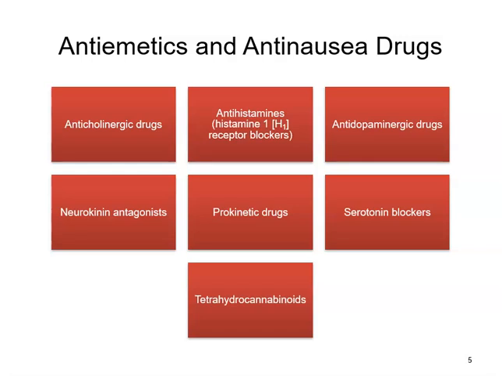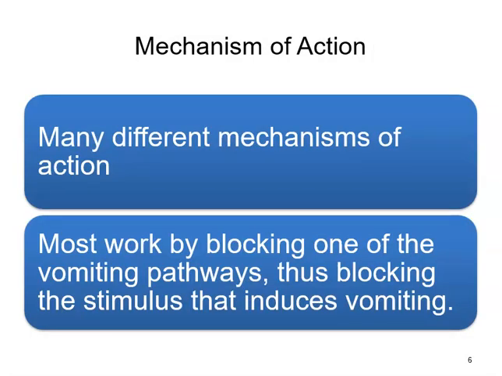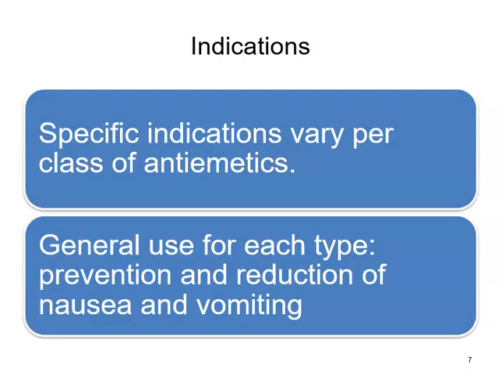All right, so here's our list of all the different medications that we use to treat emesis and nausea. And we'll go through them, but mechanism of action is really different, depending on what it's actually doing, but most do block one of those vomiting pathways. So if they take away the stimulus that induces vomiting, then the patient does better. So indications: basically prevention and reduction of nausea and vomiting. So let's go into our specific classes here.